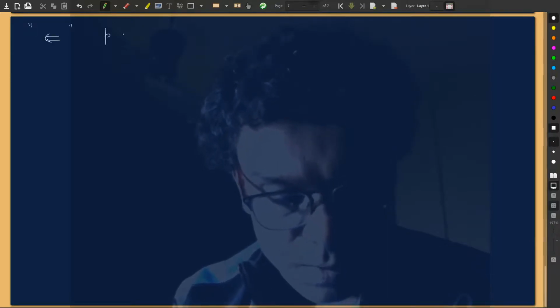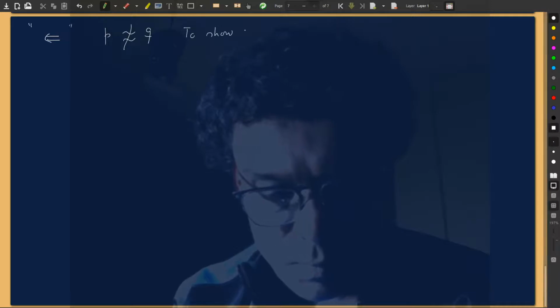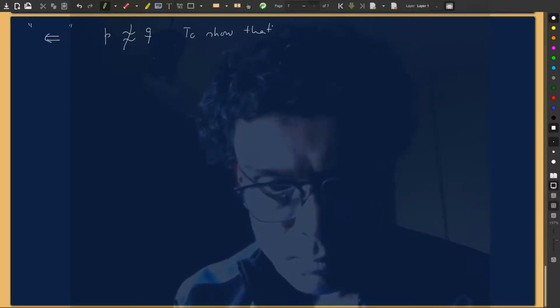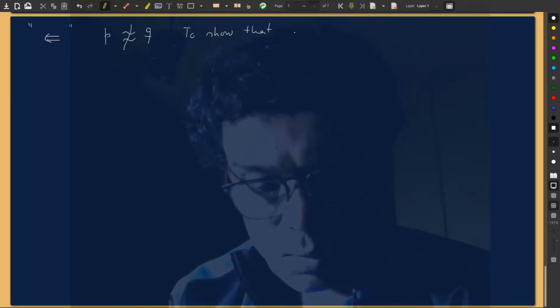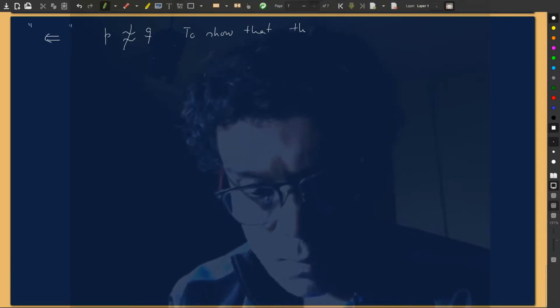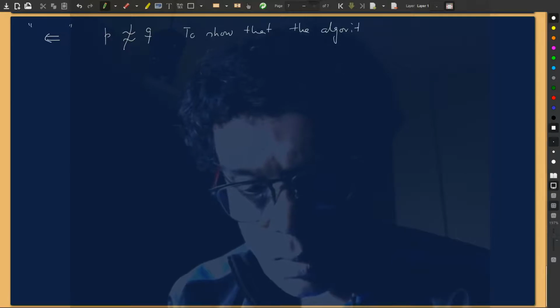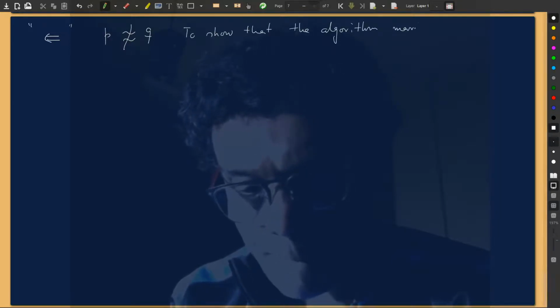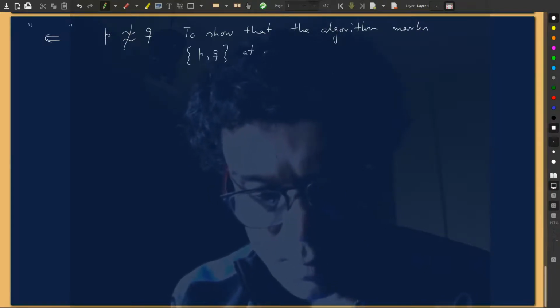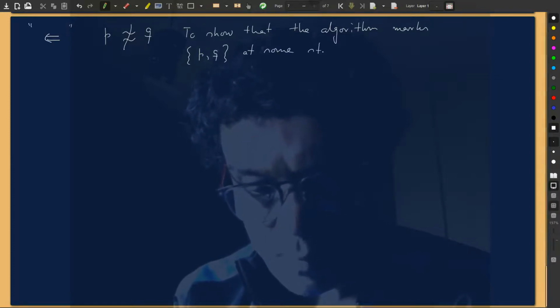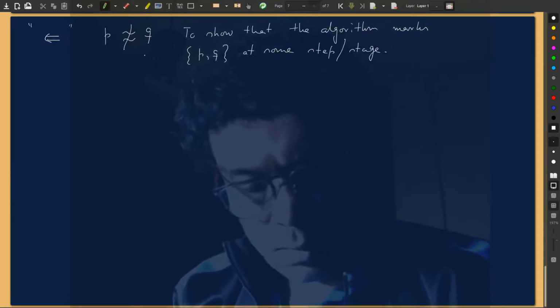So I assume that P is not equivalent to Q, to show that the algorithm marks the pair P comma Q at some stage or step. Okay. So how do we proceed?